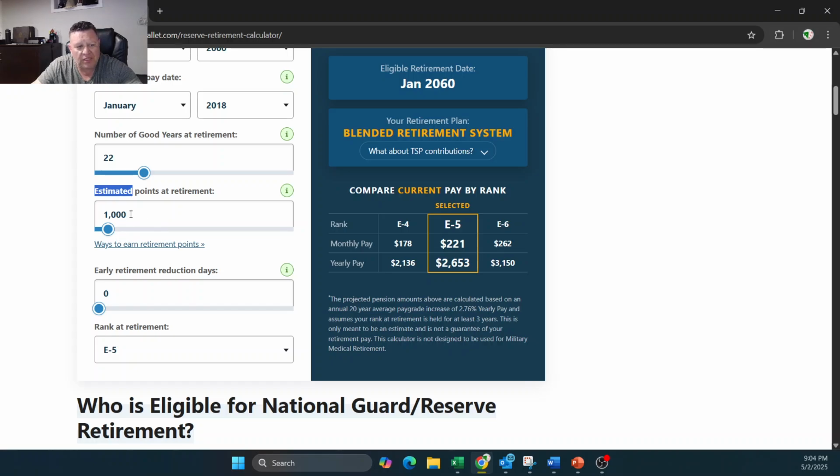Estimated points at retirement. The 1,000 is the minimum because you need 20 good years and 50 points per year. That's 1,000 points. 1,000 points is the minimum. So let's jack this up. I've seen, I would say the average, probably around 3,200 or so. And let me see if I can use the arrow. I can't dial this into 3,200. I don't know whether it's just me or what, but this is kind of funky. Okay, 3,203. Fine.